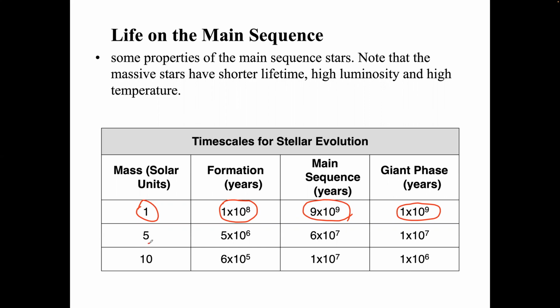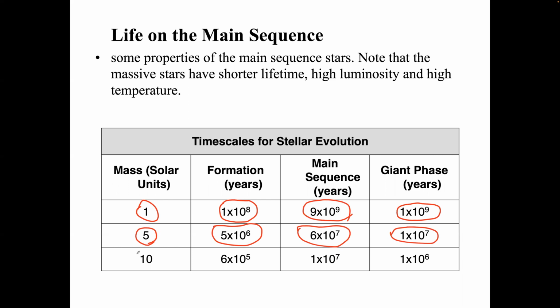What you can see here is when you go to the second row, you have a star of 5 solar masses. So it will take around 5 times 10 to the power 6 years to form, and it will spend around 6 times 10 to the power 7 years on the main sequence, and then on the giant phase 1 times 10 to the power 7, right?